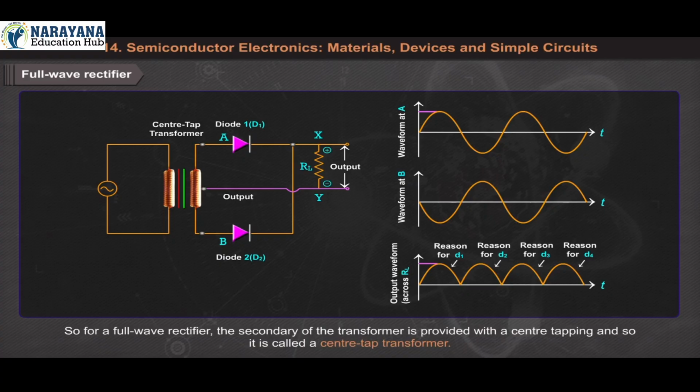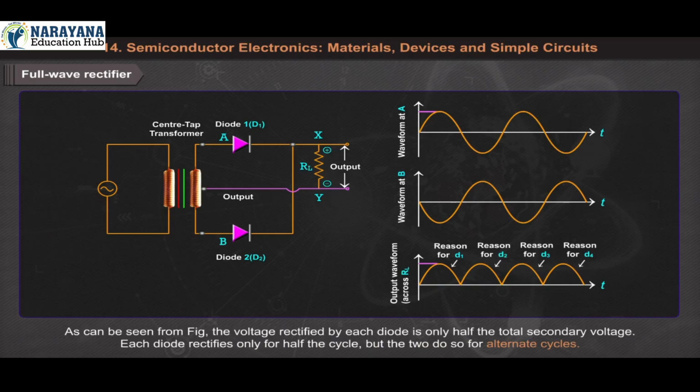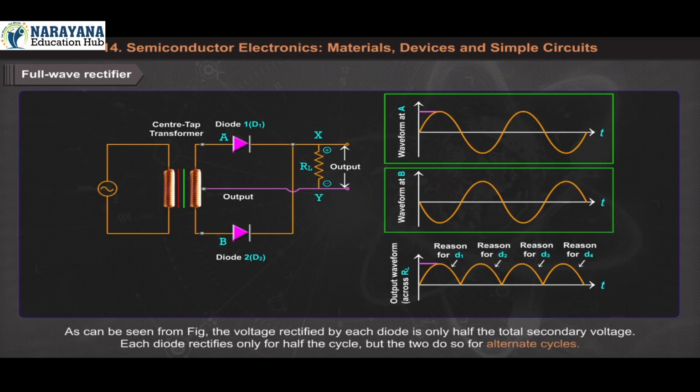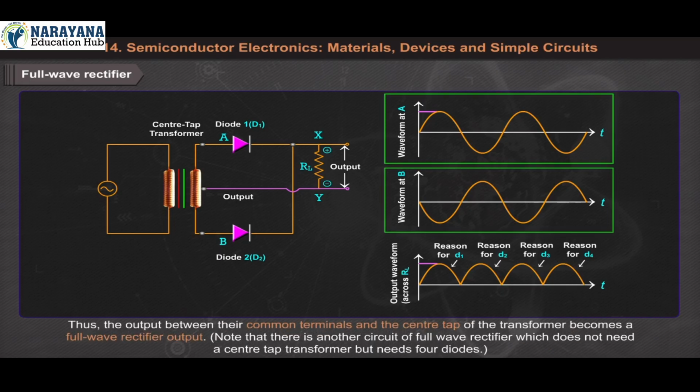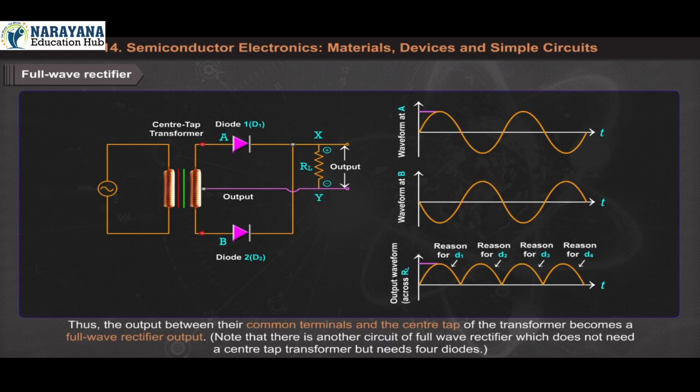So for a full wave rectifier, the secondary of the transformer is provided with a center tapping, and so it is called a center tap transformer. As can be seen from figure, the voltage rectified by each diode is only half the total secondary voltage. Each diode rectifies only for half the cycle, but the two do so for alternate cycles. Thus, the output between their common terminals and the center tap of the transformer becomes a full wave rectifier output.